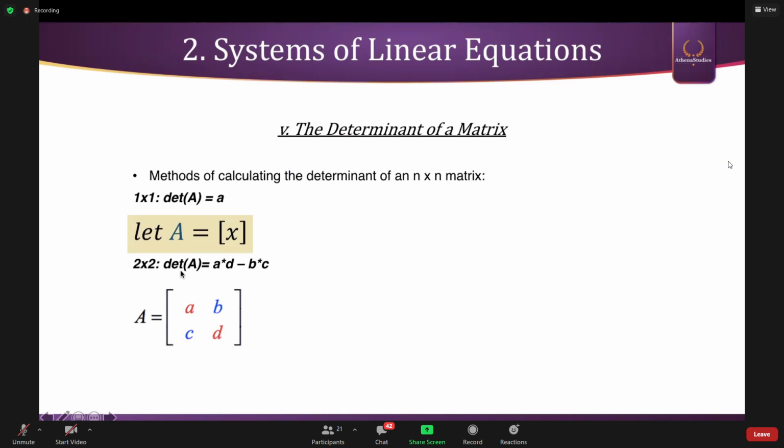For a matrix of 2 by 2, so 2 lines, 2 columns, the determinant of such matrix will be calculated by the formula A multiplied by D minus B multiplied by C. A, B, C, D here from this matrix that I've written.